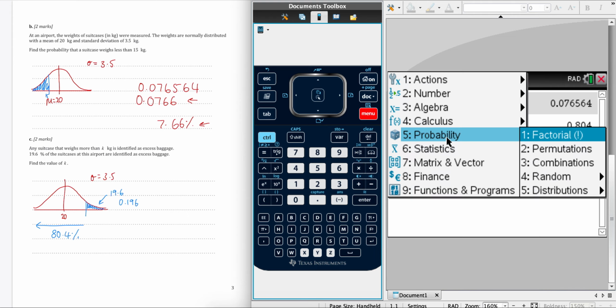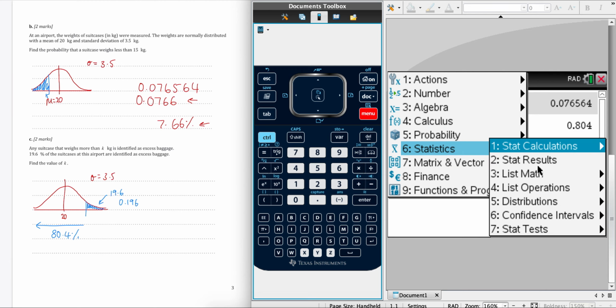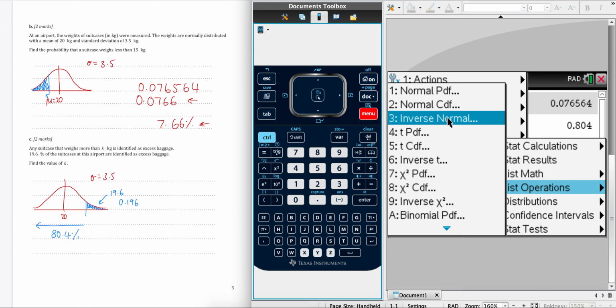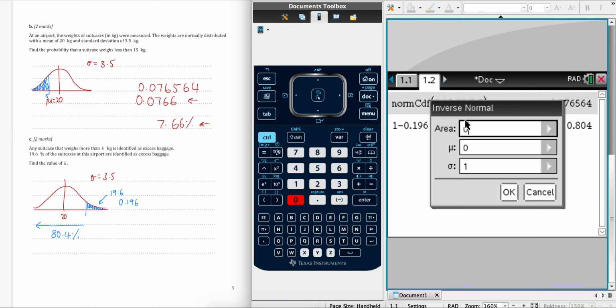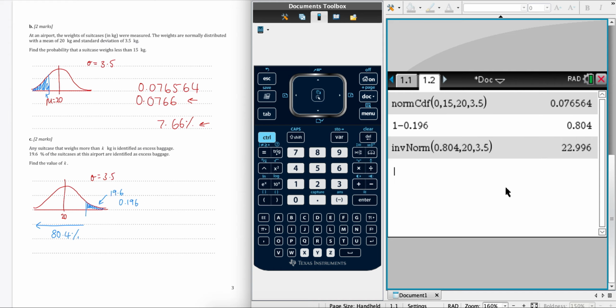So we can go into menu, probability, statistics, distributions, and inverse normal, and it will ask us for the area. So 0.804, that's 80.4 as a percentage, or you can write 80.4 with the percent sign. The mean is 20, and the standard deviation is 3.5, and that gives me an answer of 22.996. And then, same as last time, you should round your answer. So 22.996 to 3 significant figures becomes 23 kilograms. Okay, so 3 significant figures or better.